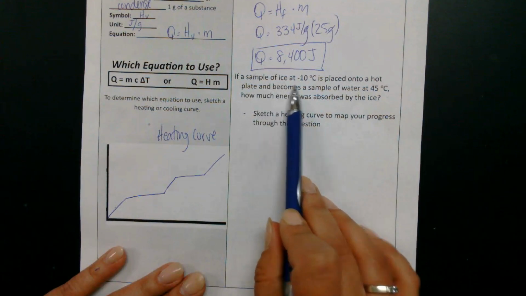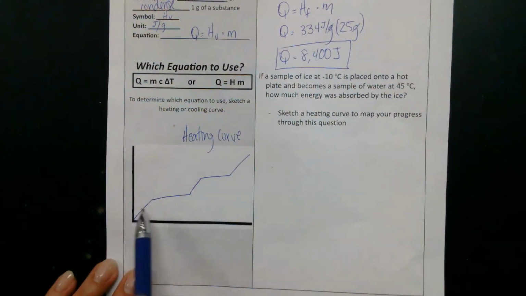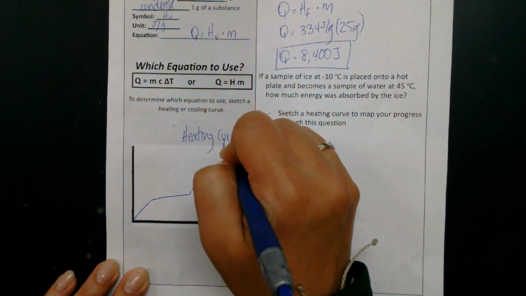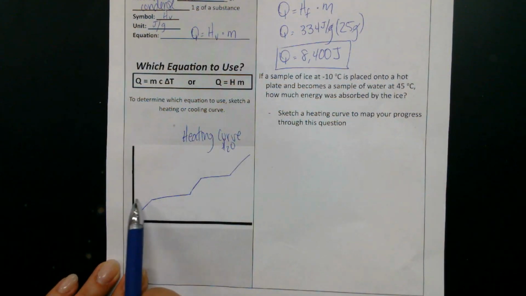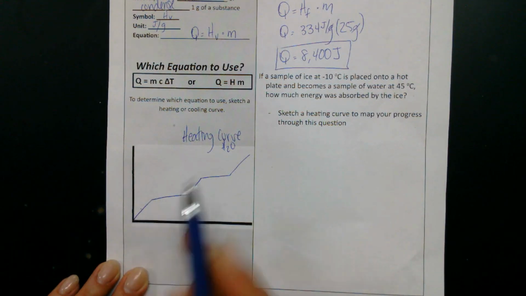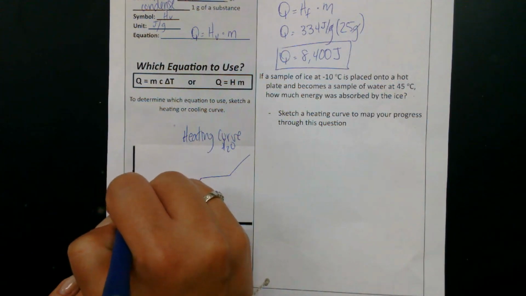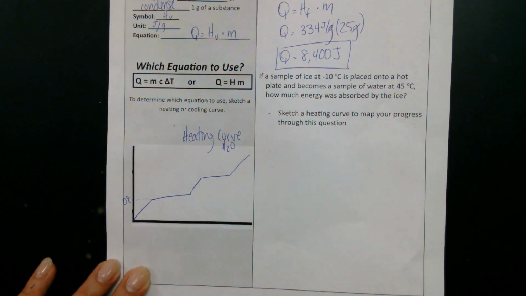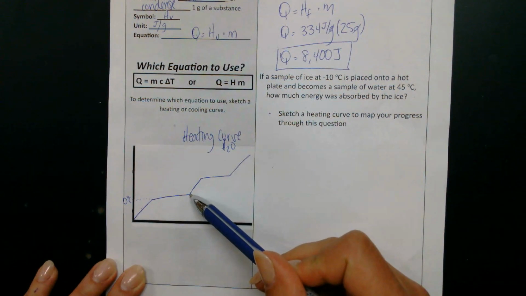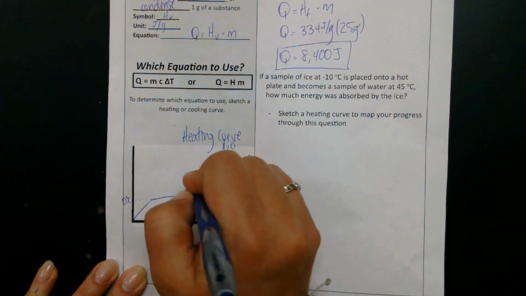So we have a sample of ice at negative 10 degrees Celsius. Well, if this is a heating curve and this is specifically for water, what temperature is this plateau at? This is where solid ice starts to become liquid. What temperature is this? Well, if we're dealing with Celsius, this is about 0 degrees Celsius. And then once all of the solid is gone and liquid starts to heat up, at what temperature does it start to boil?